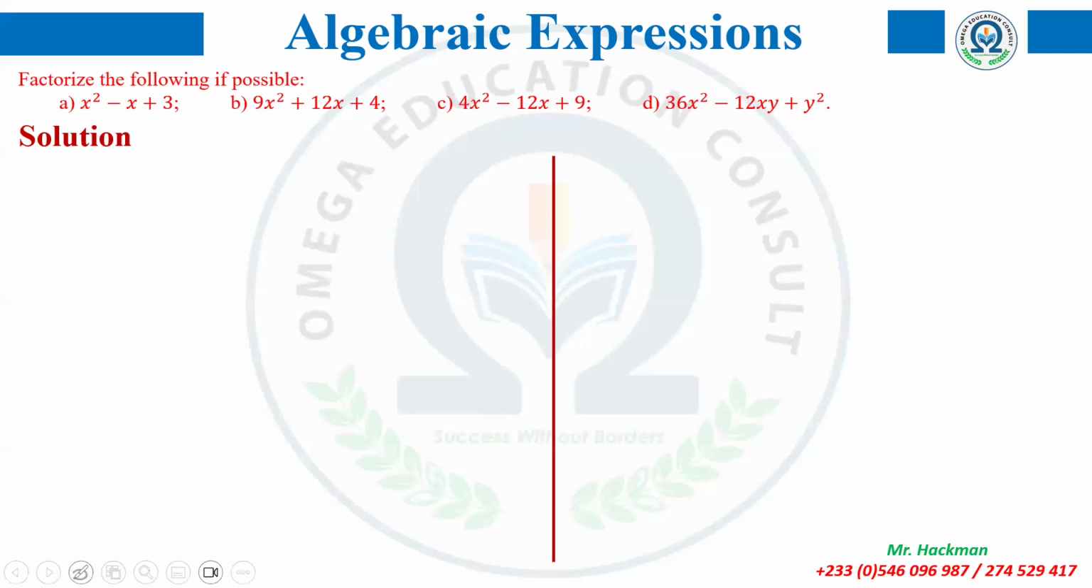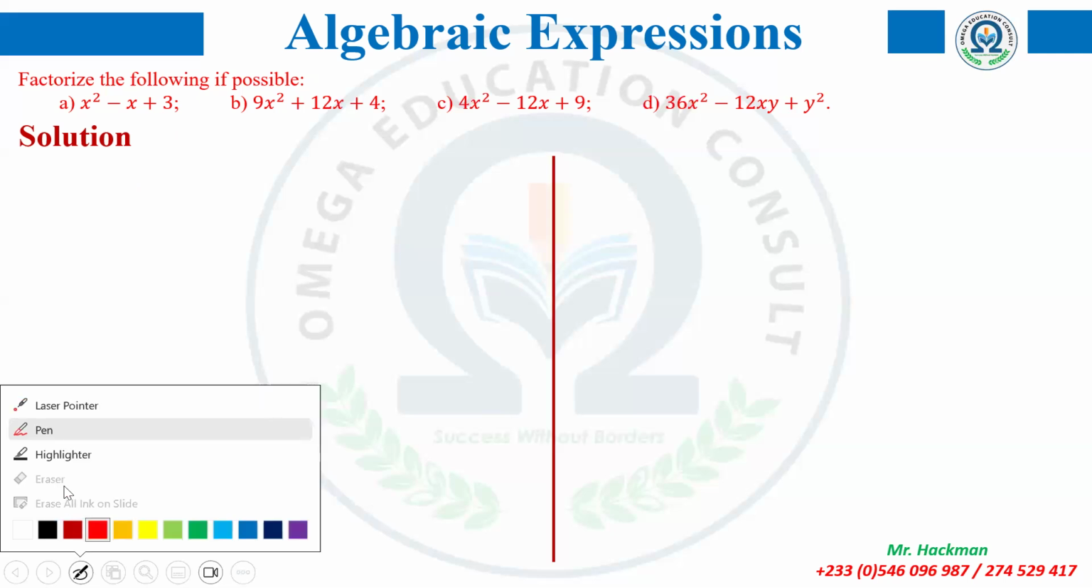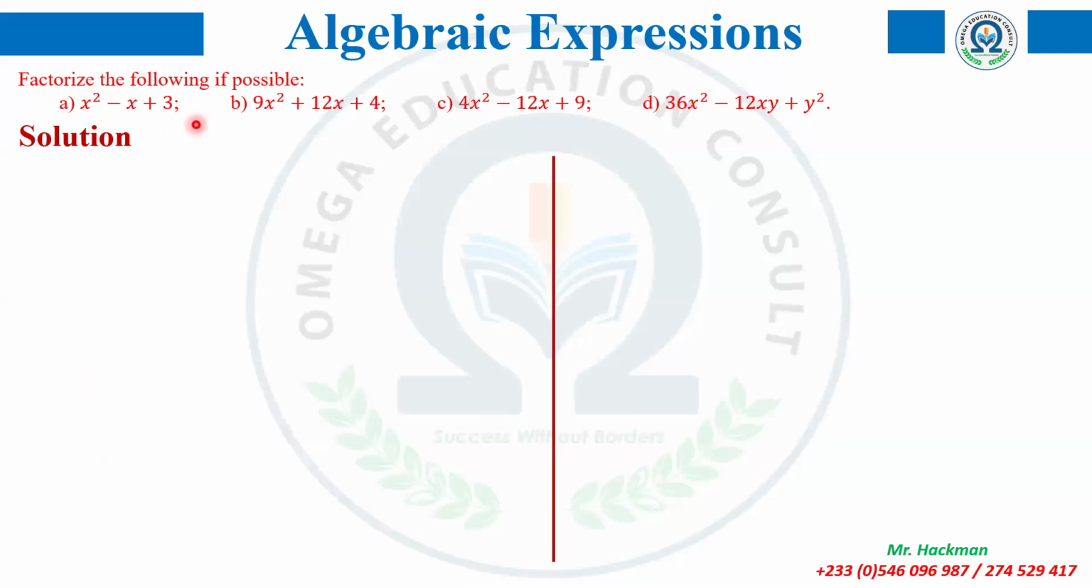As usual, I've told you that anytime questions are given, you have to read the question and underline the salient part, if any. After reading the question here, you are asked to factorize. These are expressions that you are asked to factorize, so you don't have any salient part of the question to underline. After that, you go and write the solution.